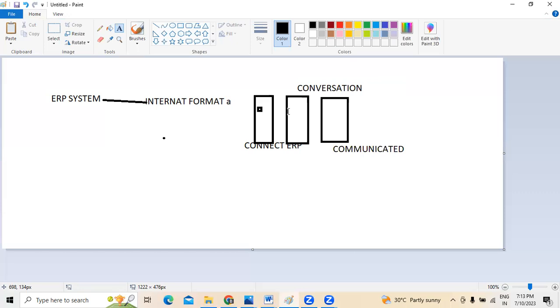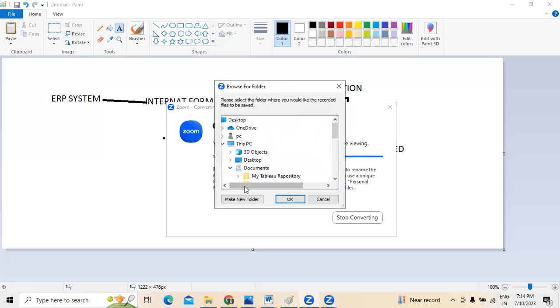So once the ERP system you're talking about is from the provider point, maybe, the provider ERP system with the internal format, where we have to connect the ERP and go for the conversation and communication. This is all from the payer point of view. Now we need to go to the provider point, right? So for example, the provider has to connect to the payer. So we need to connect to the payer.